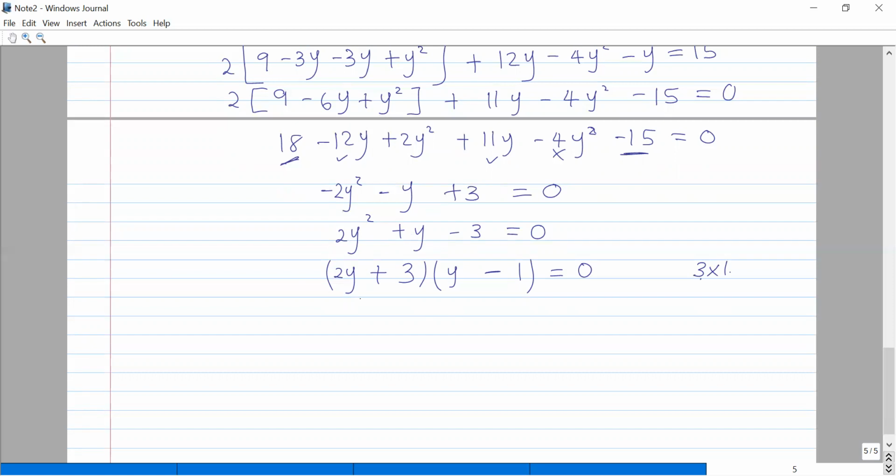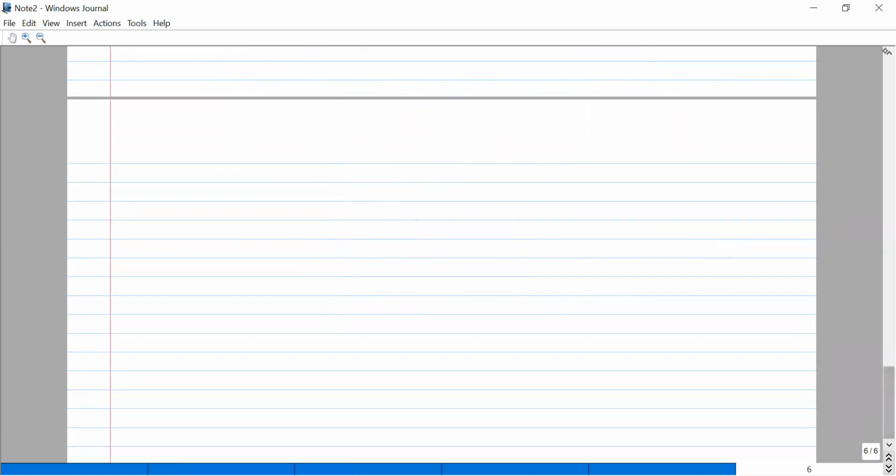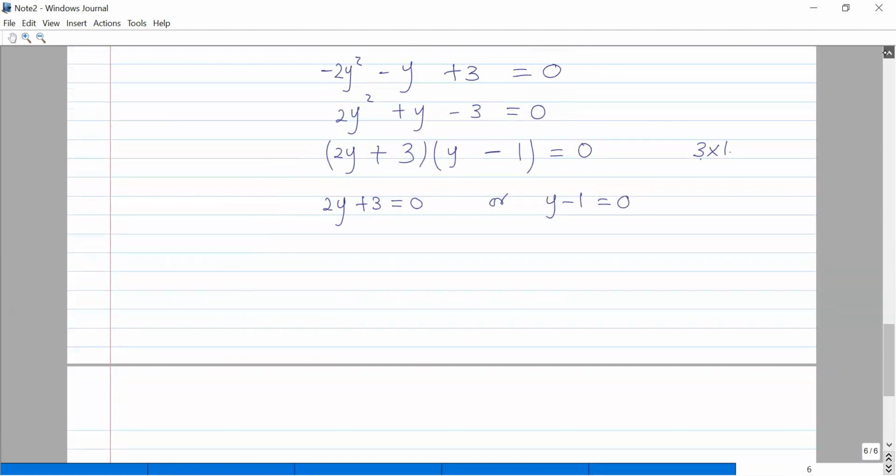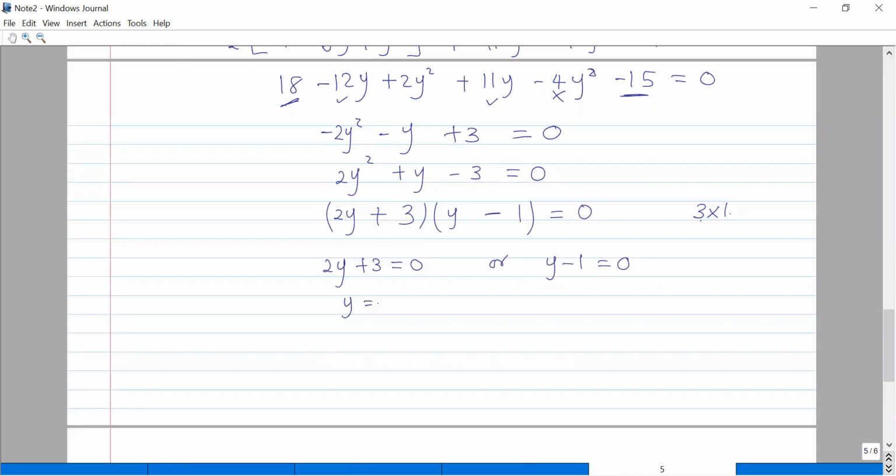Now 2y plus 3 is equal to 0, or y minus 1 is equal to 0. Now we have to solve for these two. For the first, y would be minus 3, then we divide by 2, divided by 2. Therefore, y is equal to minus 3 over 2. Then for this one, we'll just have y is equal to 1. So this one is quite easier.